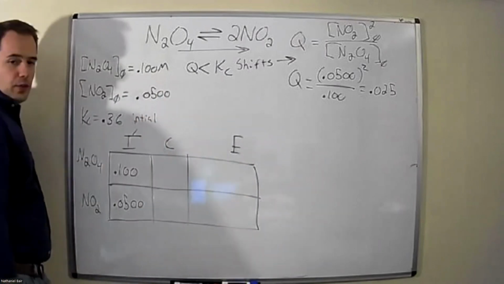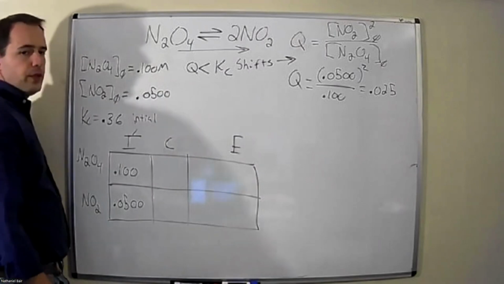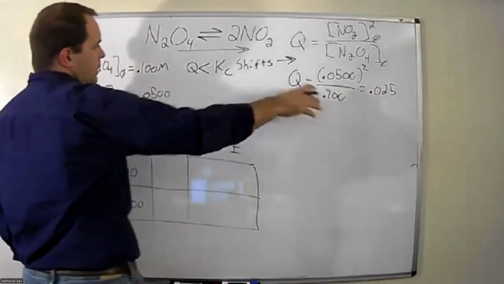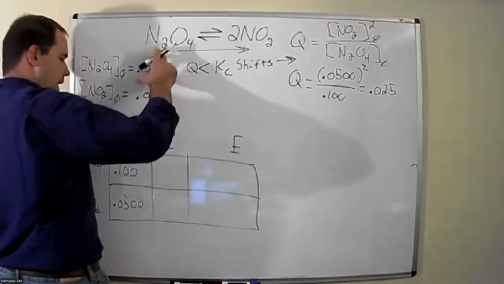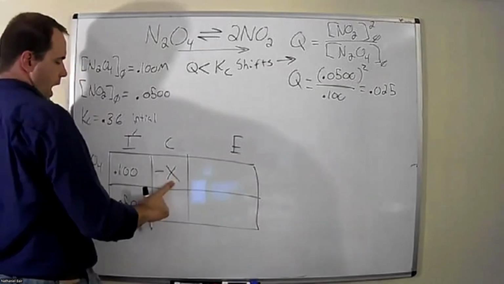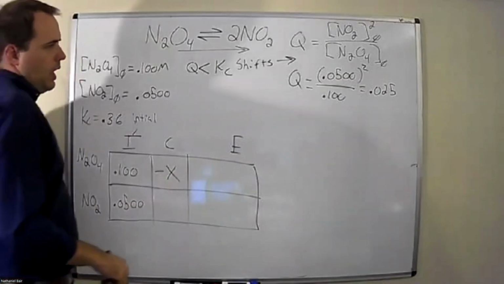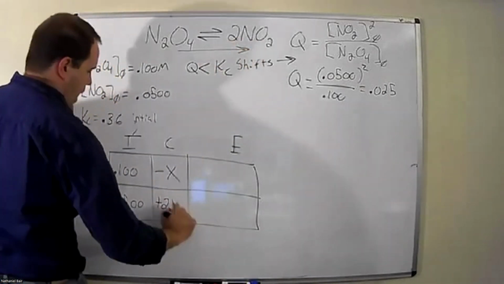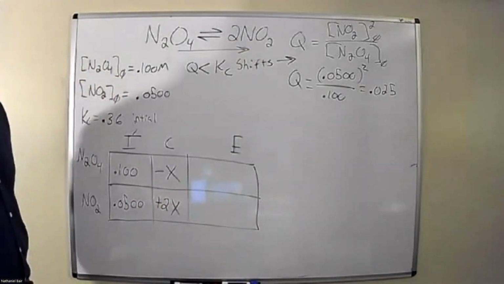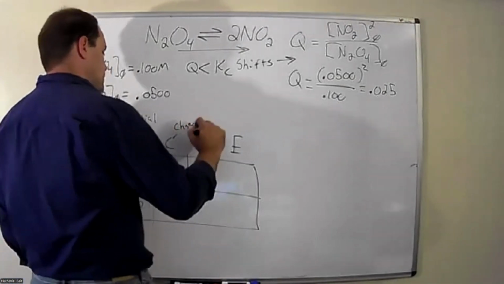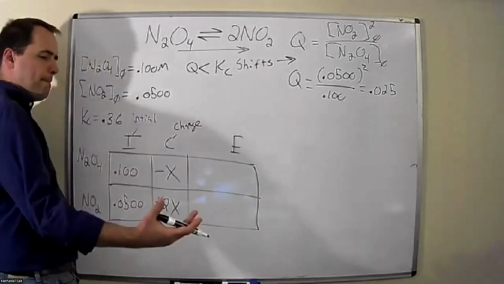C stands for change. What amount are these things going to change? Well, since we determined the reaction is going to go right to reach equilibrium, then this reactant has got to go down by some amount x, so minus x. And this product is going to go up by some amount 2x, plus 2x. So again, the C stands for change. How much is everything going to change by?